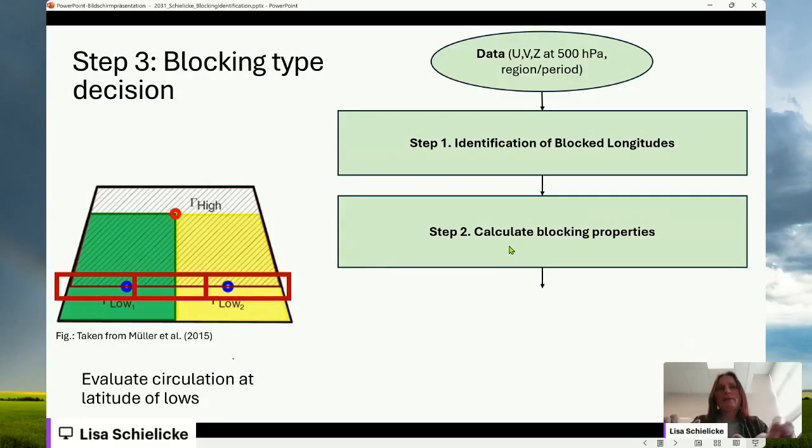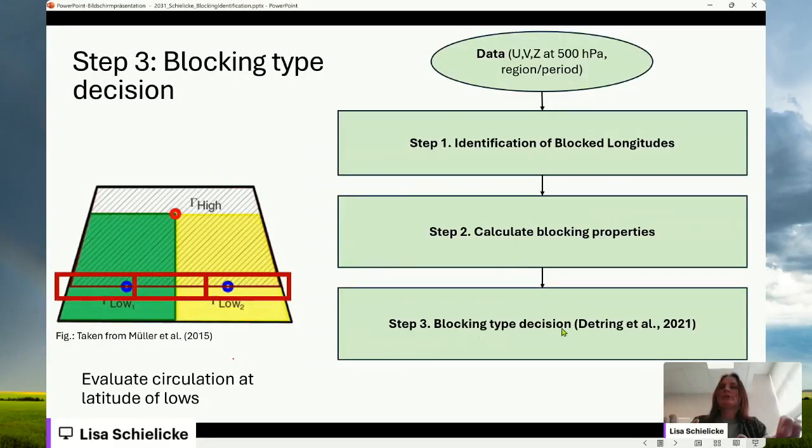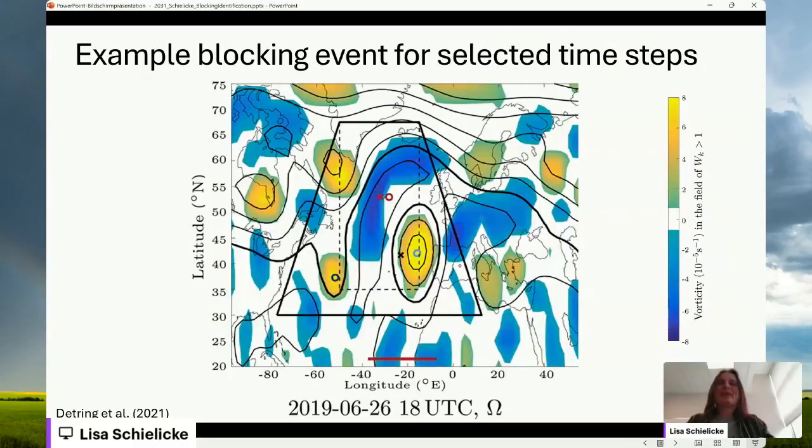Finally, as a last step, I decide what type of block it is by evaluating the circulations along the latitude of the lows. And if the circulation is higher in these outer 2 boxes, this would be an omega block. If it is higher inside in the middle compared to the other 2 boxes, it will be determined as a high over low. And then we can do statistics and stuff.